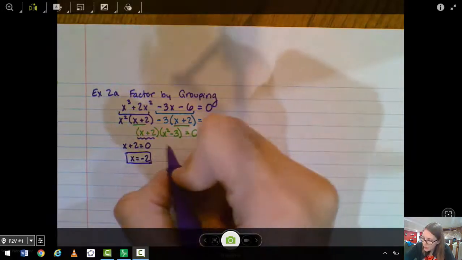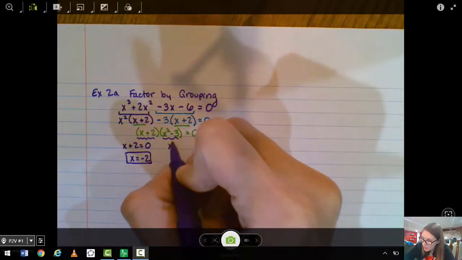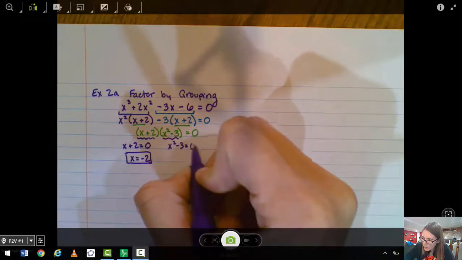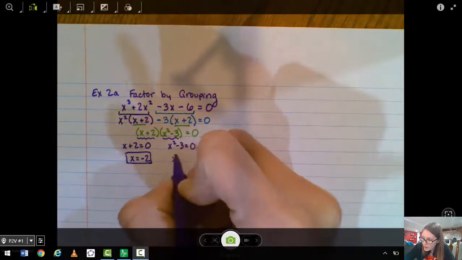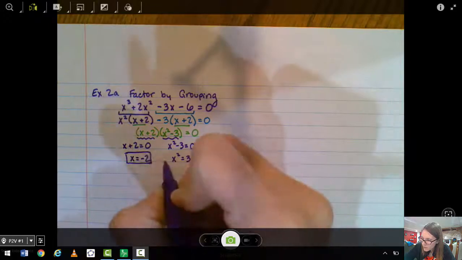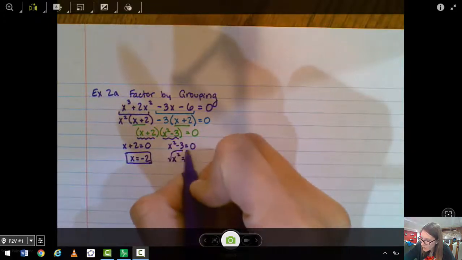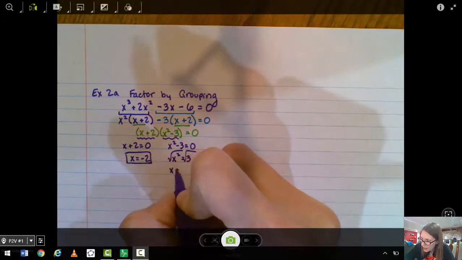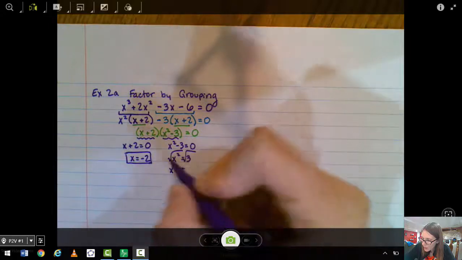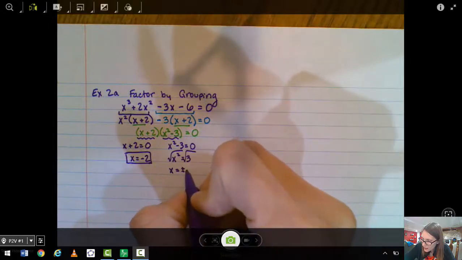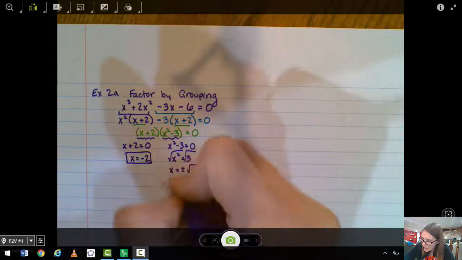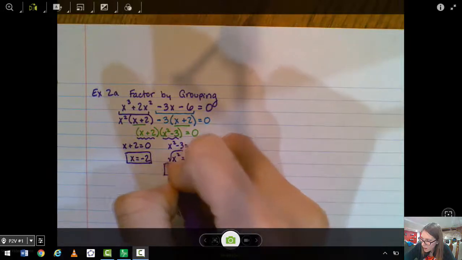And then right here, okay, when is x squared minus 3 equal to 0? We add 3 to both sides. Square root. And x is, don't forget, as soon as we square root, we need to put that plus or minus in. X is plus or minus the square root of 3.